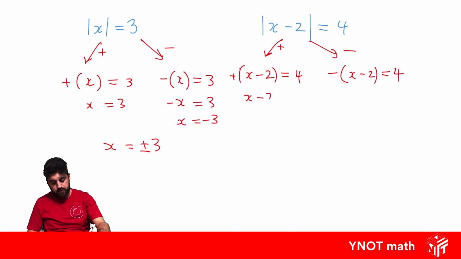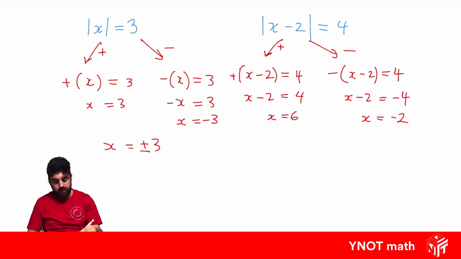So here we just get x minus 2 equals 4. Add 2 to both sides to get x equals 6. This one I can actually divide both sides by -1 to get that. Plus 2 to both sides. So we get x equals -2. So we get our final answer of x equaling -2 or 6.